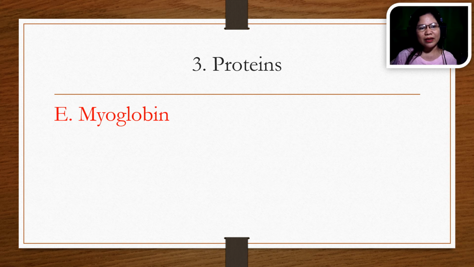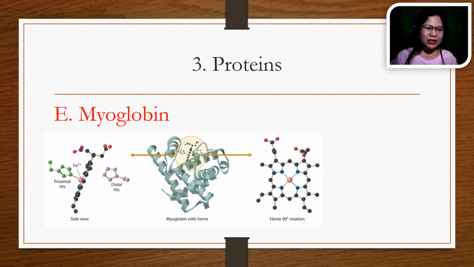Then the last one is the myoglobin. This is a polypeptide that stores oxygen in the muscles. It also contains a heme group which contains iron where the oxygen is being stored. Or we call that one stored oxygen. So this is how we see the structure of myoglobin with a heme and the different structures present in the components of proteins.